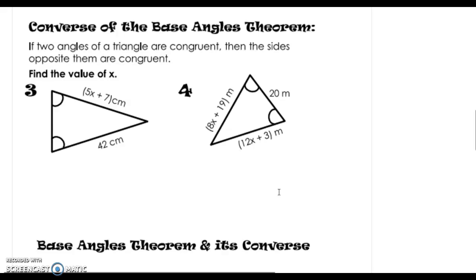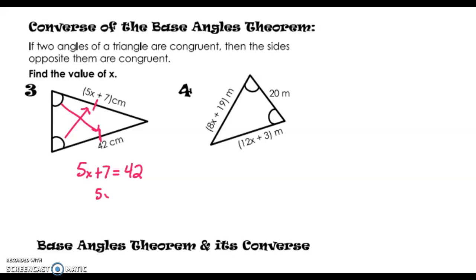Let's talk about the converse of the base angle theorem. So that's, remember, the converse is where you switch, you go backwards. So if two angles of a triangle are congruent, then the sides opposite of them are congruent. So this angle, the side opposite is this one, and the side opposite here is this side. Those two sides are congruent. That means 5x plus 7 is equal to 42.